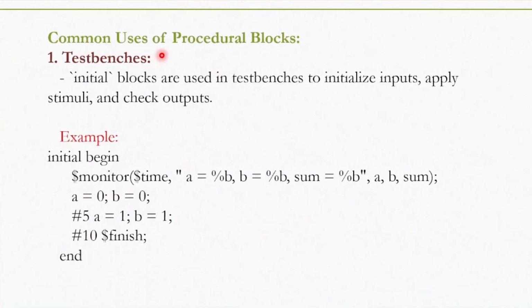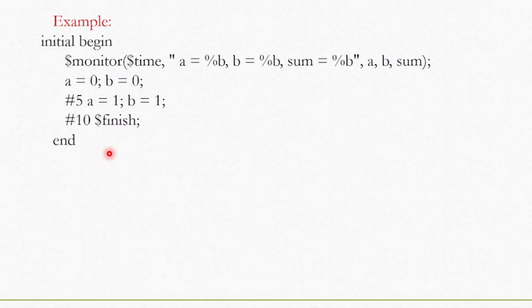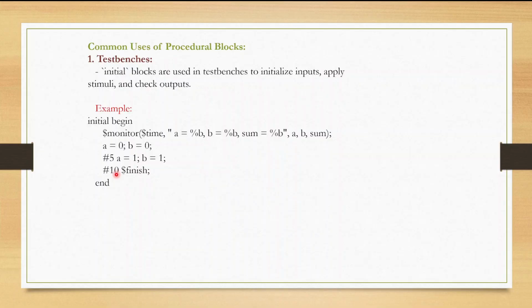Common use of procedural blocks. Procedural blocks used in test benches. Initial blocks are used in test benches to initialize inputs, apply stimuli, and check outputs. In this example, we write a part of a test bench which contains an initial block. We monitor time, A, B, and sum, and at time 0, we initialize A to 0 and B to 0. After 5 time units, we assign A to 1 and B to 1. And after 10 time units, we finish our simulation.